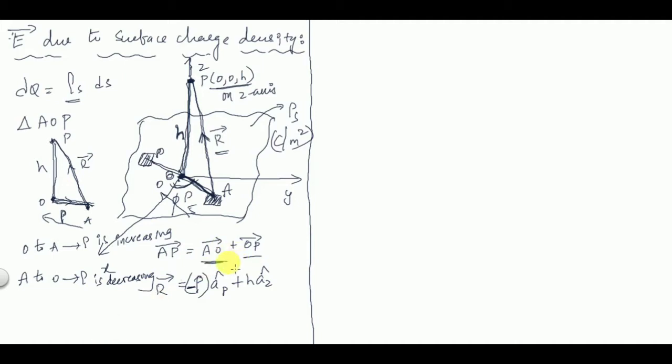Understood? Very simple concept. From O to A, rho is increasing, but from A to O, rho is decreasing, so I have taken a negative sign here. Understood? So R bar is minus rho a rho cap plus h into a z cap.